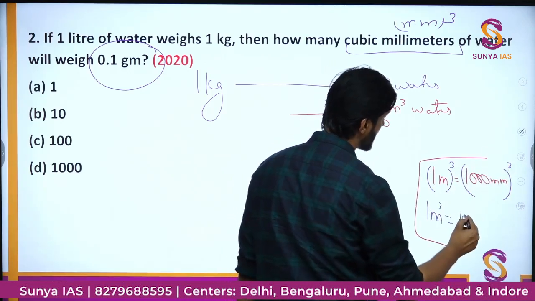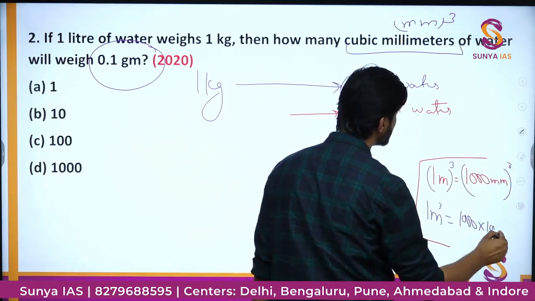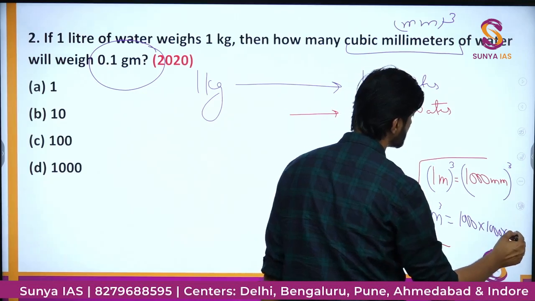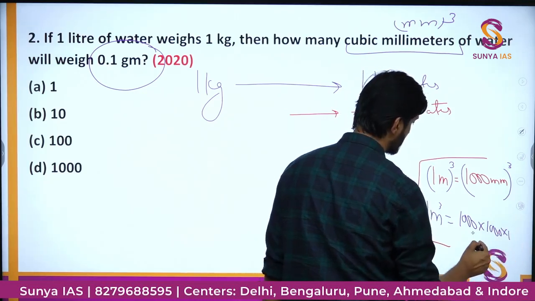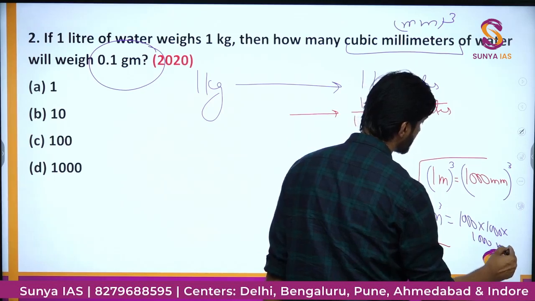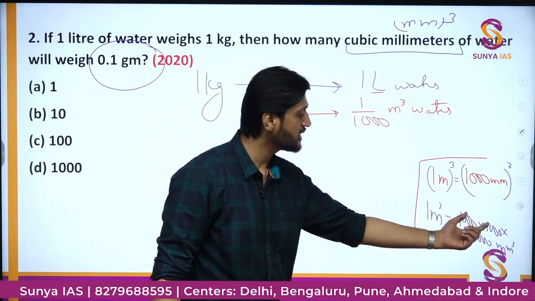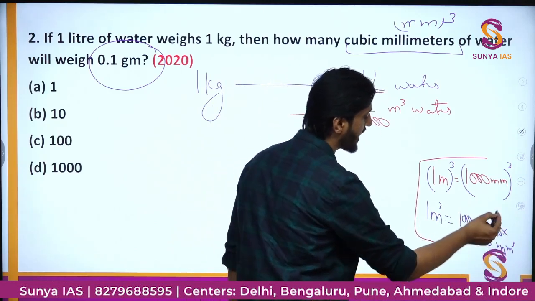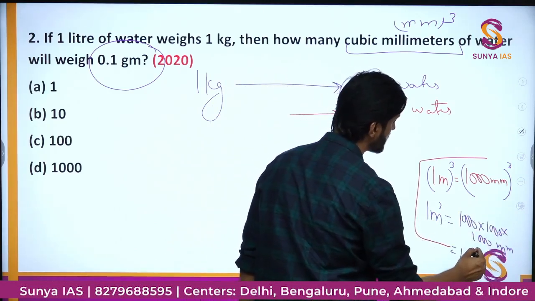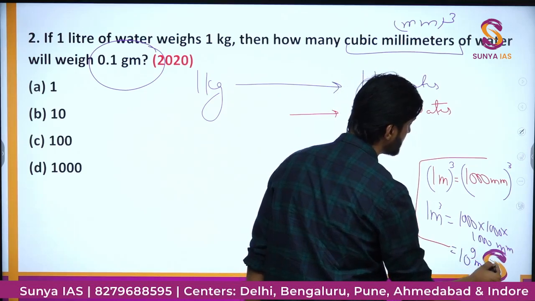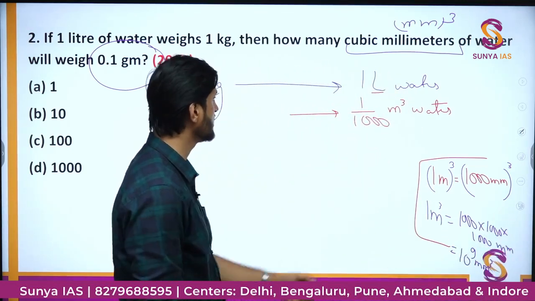That is 1000 into 1000 into 1000. Let me just write it again down here, millimeter cube. So 1 meter cube actually contains 10 to the power 9. There are overall 9 zeros. We can write it like this, 10 to the power 9 millimeter cube. So I'll just write down the following thing here again.